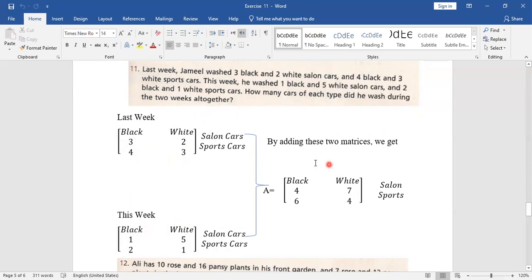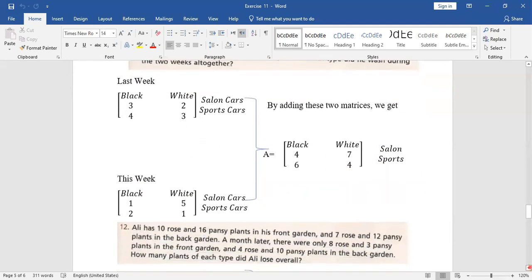Now what we have to do all together, this word shows we need to add. By adding these 2 matrices, we get black, white, 4, 3 plus 1, 4, 4 plus 2, 6, 6 plus 5, sorry, 2 plus 5 is 7, 3 plus 1 is 4. So this is the answer.